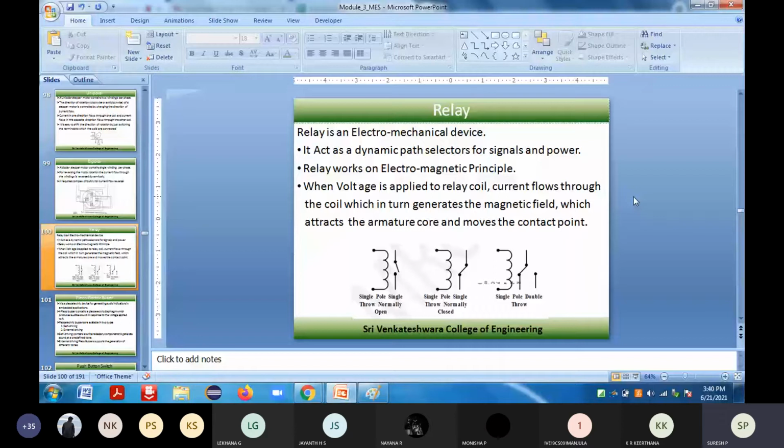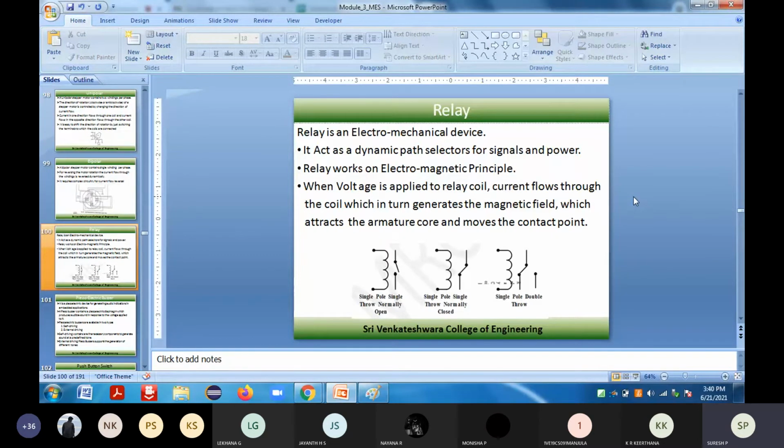If you talk about embedded systems, most embedded systems, whether it is a relay or a stepper motor, all will work with respect to the electromagnetic principle or electromagnetic induction. Both are the same. So whenever voltage is applied to that particular coil, current flows inside the coil. Once it goes inside the coil, it in turn generates the magnetic field. When it generates the magnetic field, it attracts the armature core and moves the contact point.